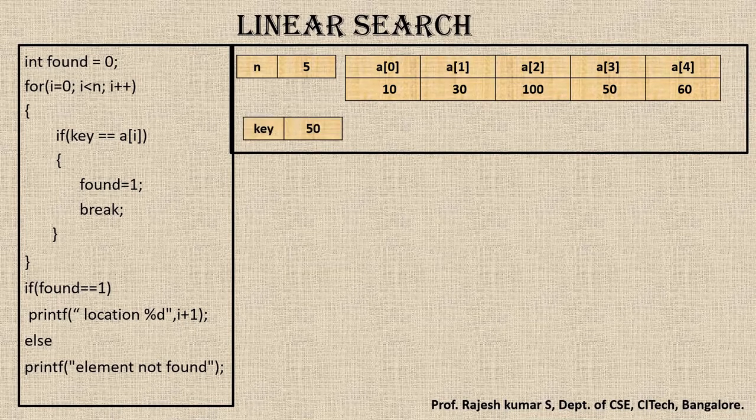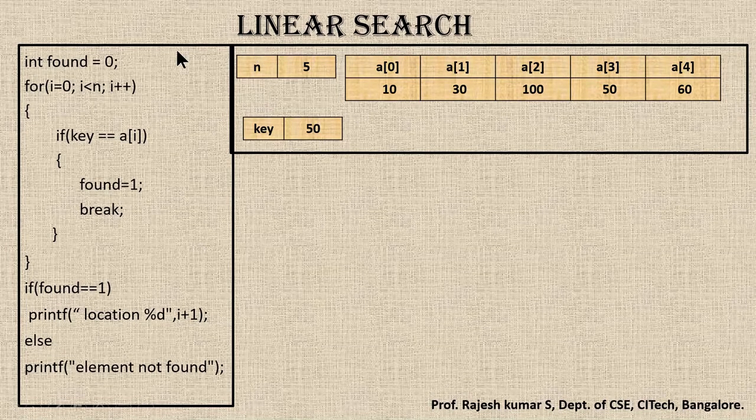Next is to enter the key element. Now 50 is the key element. The logic behind the program is that the key element will be checked with the first array element. Are they both the same? No. Again, the key element will be checked with the second array element. Again, the key element will be checked with the third array element. Again, the key element will be checked with this array element. When the key element is found, then we stop searching the list, come out of the program, and print the location where the key element is found.